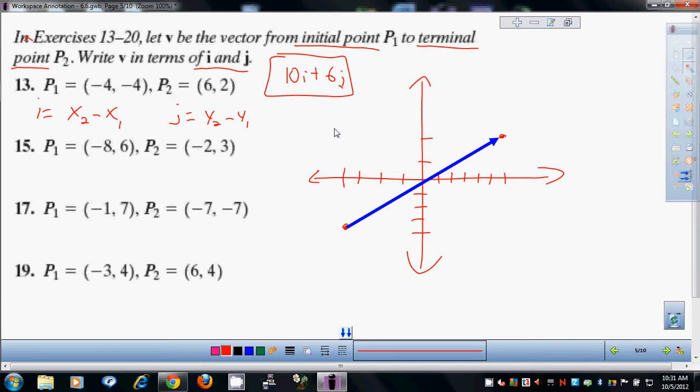Is there another one on this board somebody would like to see more than the others? I want to work one more. Which one would you prefer to see? 17. All right.